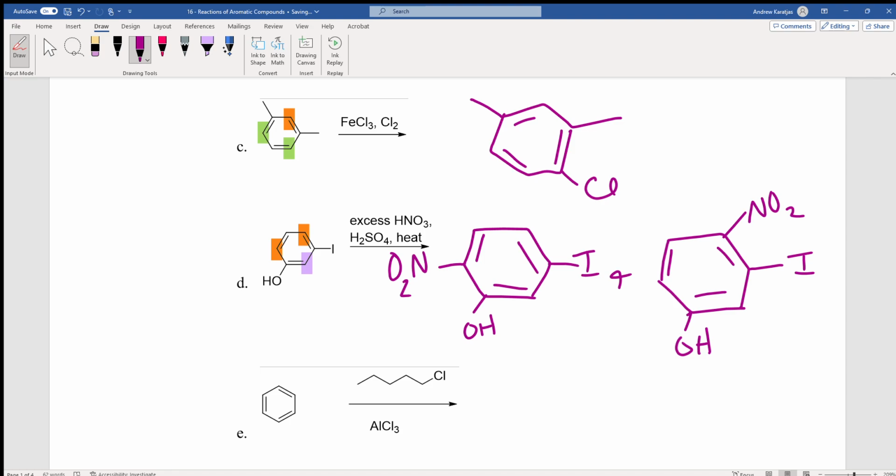Part E, we have another Friedel-Crafts alkylation. The key issue here is that we have a primary alkyl halide, and given the alkylation goes through what is essentially a carbocation type transition state, instead of just getting that pentyl chain attached to the aromatic ring, it's more likely that there will be some rearrangement taking place to form the more substituted, more stable secondary type cation, which would substitute in this way.